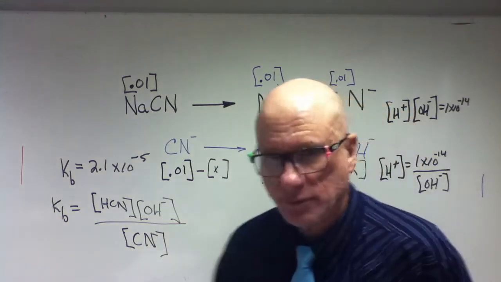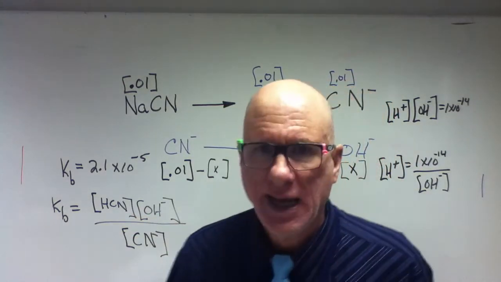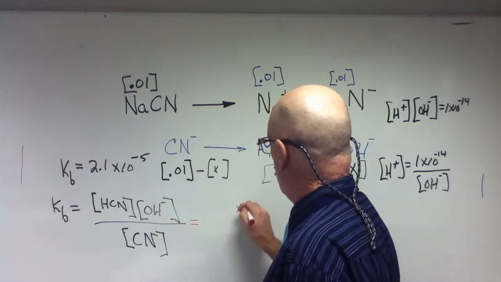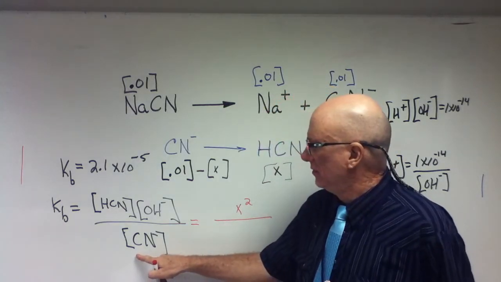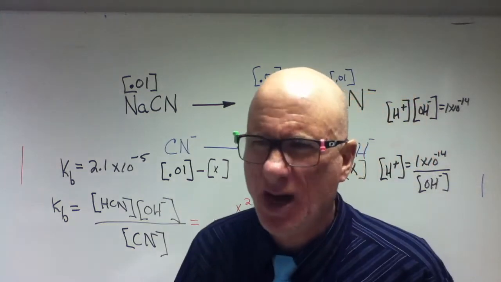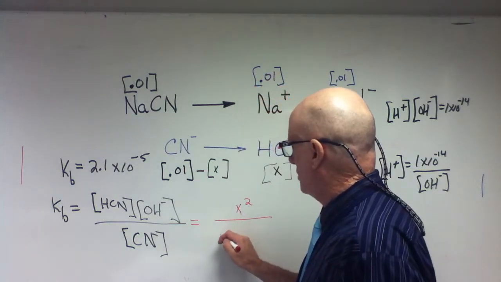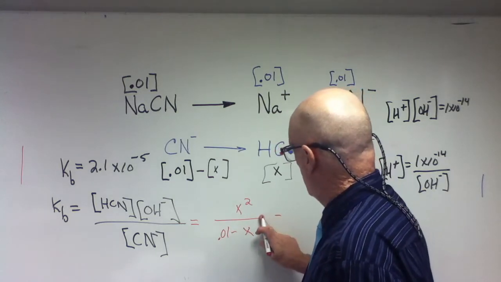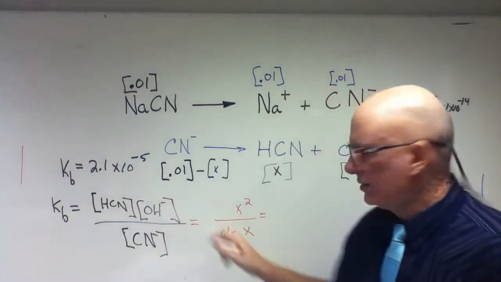Let's plug in. This is X and this is X. What's X times X? X squared. So it's going to be equal to X squared over, what's this value going to be? 0.01 minus X. Can we leave off the brackets? We know that it's all molarity, okay? So it's going to be 0.01 minus X, right? And that's going to equal this, correct?